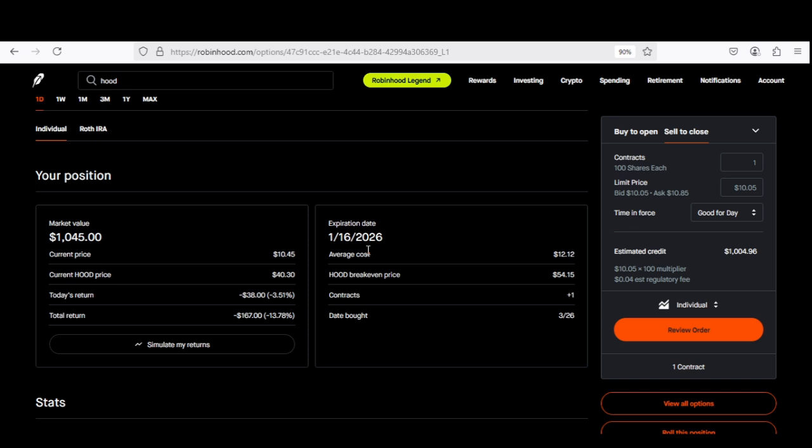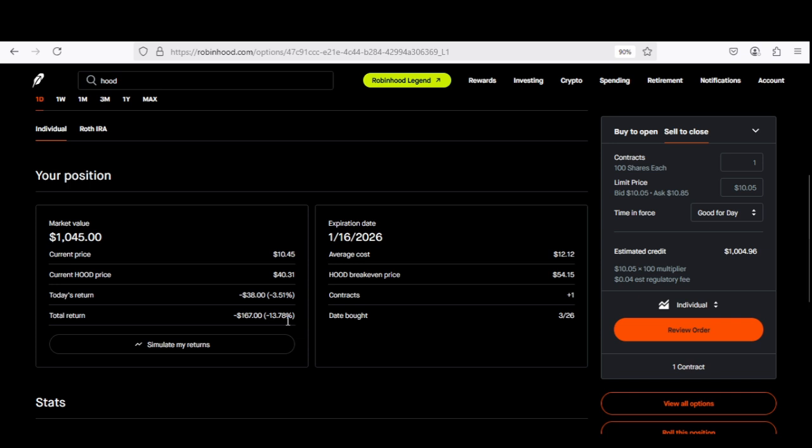Now let's continue with the second stock I'm using to dollar cost average into LEAPS in my portfolio. So the average cost of this LEAPS option was $12.12. Currently, it's trading down. It's now trading at $10.45. The difference is that I'm now down $167 on this LEAPS option. Remember, the previous one I was up. Now this one I'm down. The amount I'm down is around 13%.